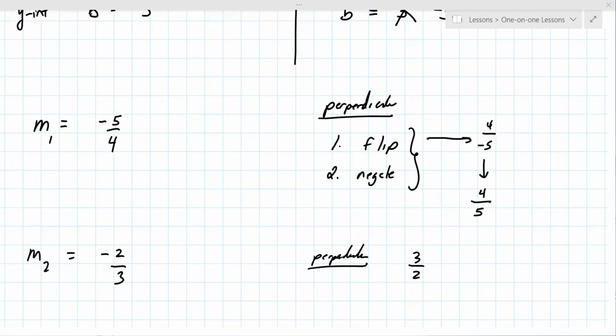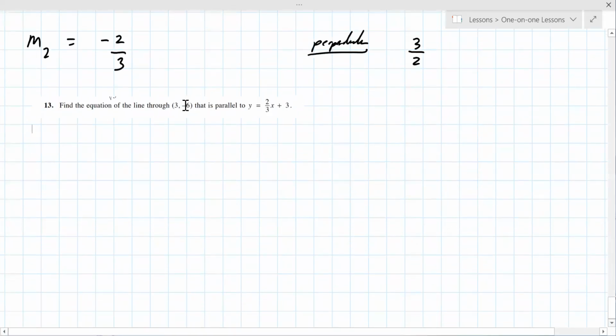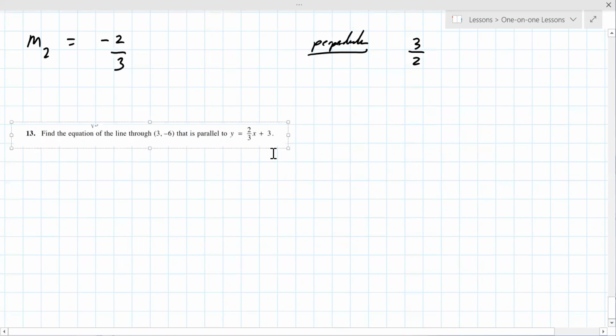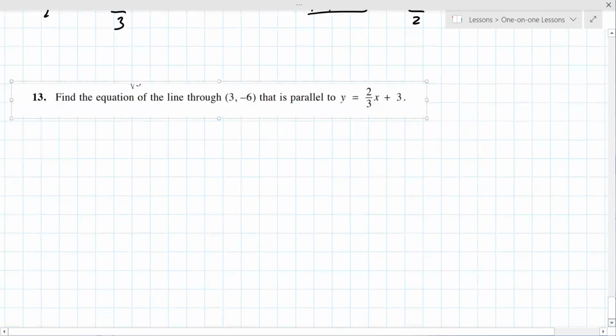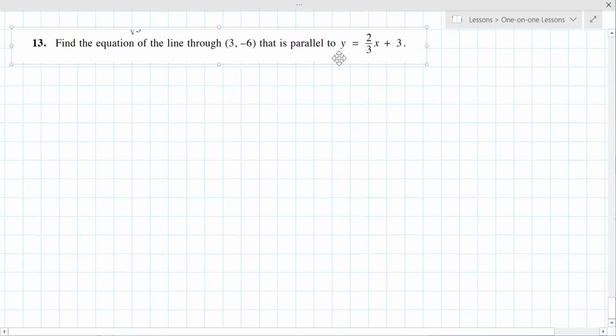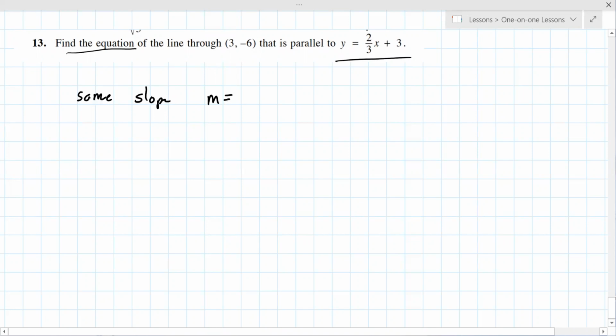So let's go back to the full question here. Kind of had to build into it, but I'm going to grab the full question now because we finally have enough on our side to do it. Okay, let me snip here. Find the equation of the line through this point that is parallel to this line, this equation here. So we've got to find a new equation, but it's got to be parallel. Parallel lines have the same slope. So what is the slope of that line? 2/3.